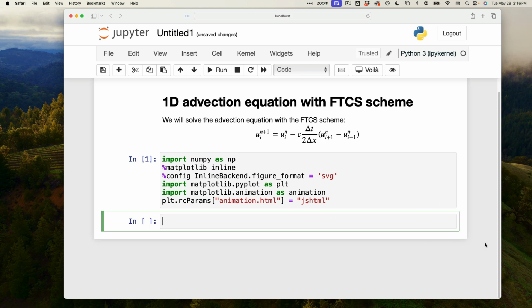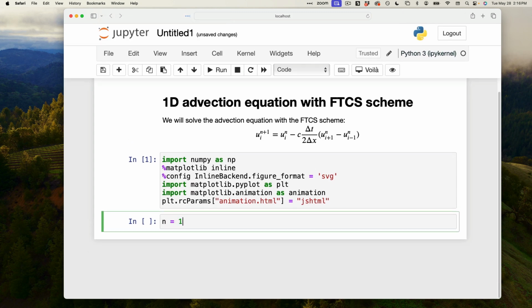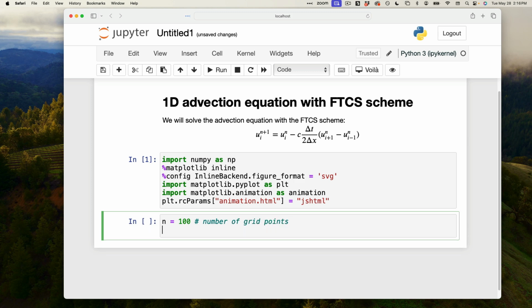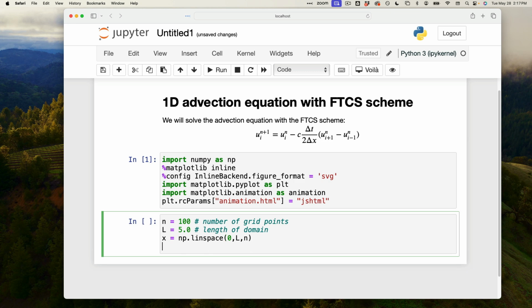All right, so let's do this just like we were doing last time. We will set a number of grid points, and let's say 100 grid points, or whatever, 32, whatnot. And L is equal to 5, the length of the domain. It's periodic, so it's really not going to matter. And then x is my linspace from 0 to L with 100 points. And dx is equal to x1 minus x0.